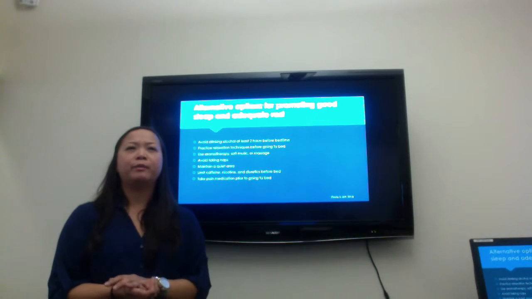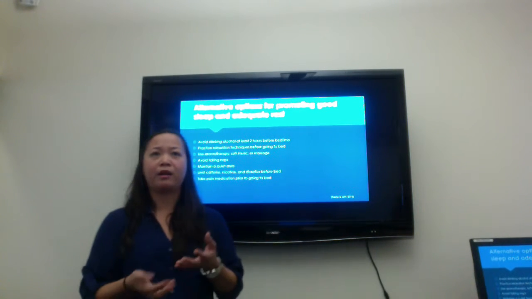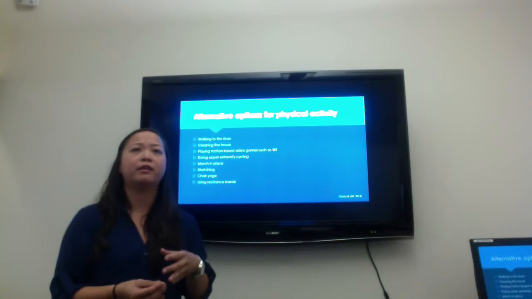Also, a lot of people think that over-the-counter drugs like Benadryl and Tylenol PM are good for older people, but actually these should be avoided because of their side effects.